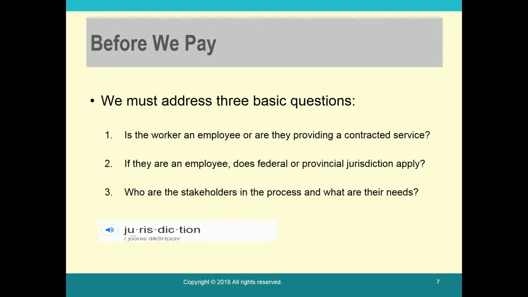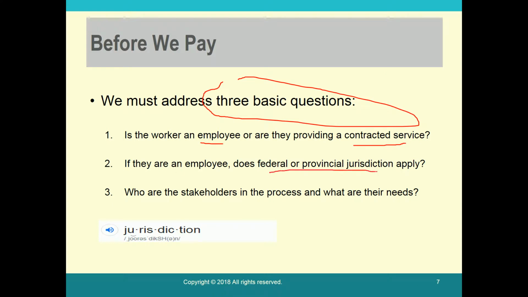Now, before we pay, we must address three basic questions actually, and the first question is: is the worker an employee or are they contracted or self-employed? Okay. If they are an employee, does federal and provincial jurisdiction apply? Okay. I just put up the pronunciation of jurisdiction, if someone wants it, meaning that you are legally bound to do certain things in those provinces or territories.